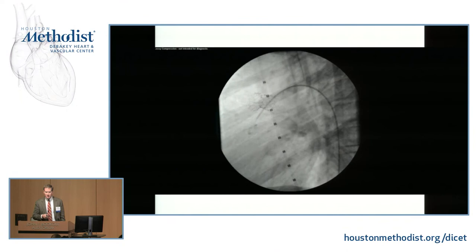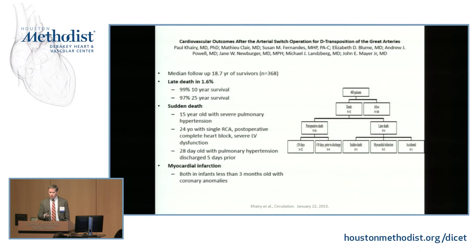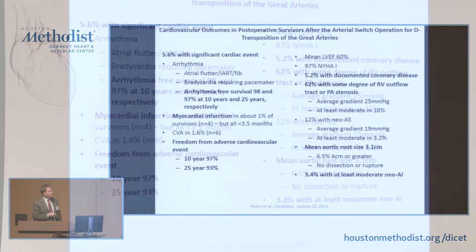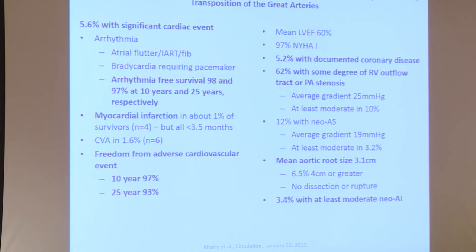So how do these patients do? Just to summarize briefly, they do much, much better. 97% 25-year survival. There was some sudden death and some MI, but these were in kids that were really, really sick. These weren't in those kids that were doing great, which is the majority of them. If you look at arrhythmia-free survival, 97% at 25 years, that's awesome. Freedom from adverse cardiovascular events, 93% at 25 years. About 5% or so in this study had documented coronary anomalies, although often we don't know what to do if we find those.